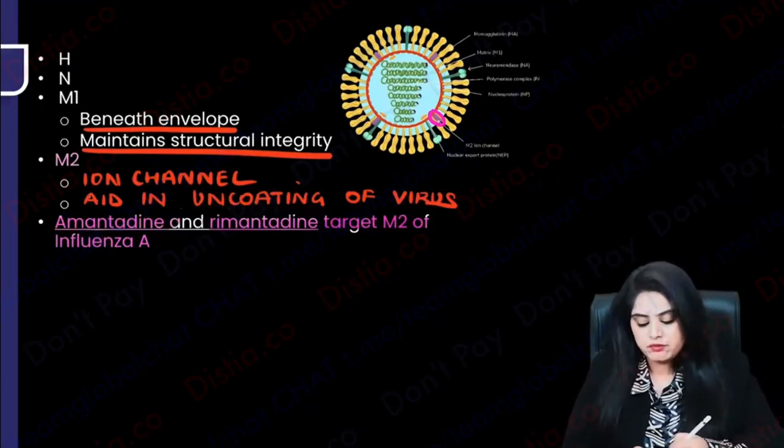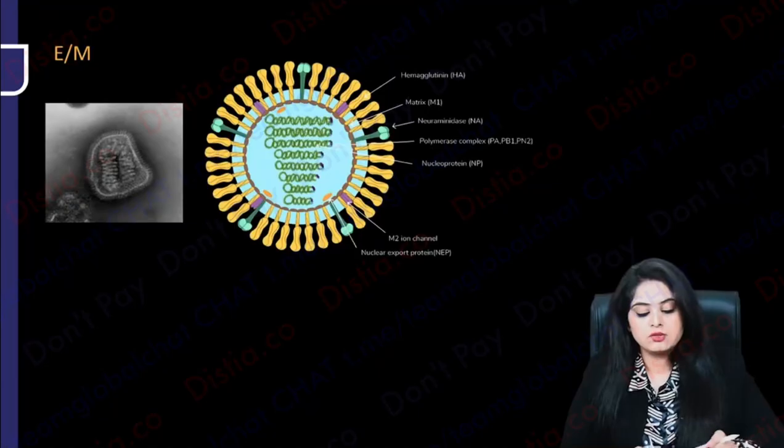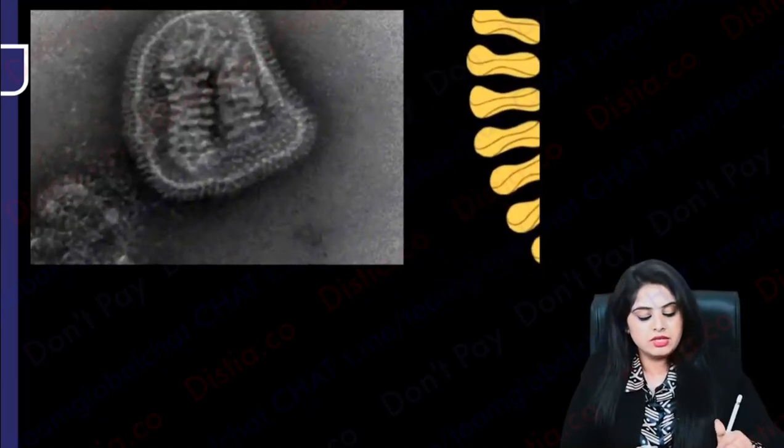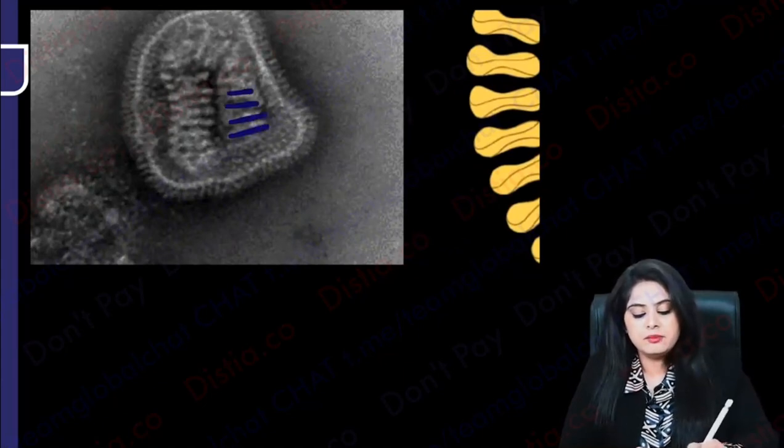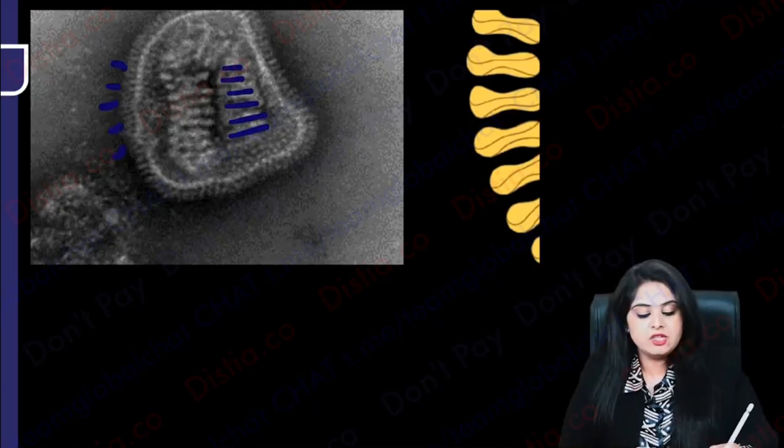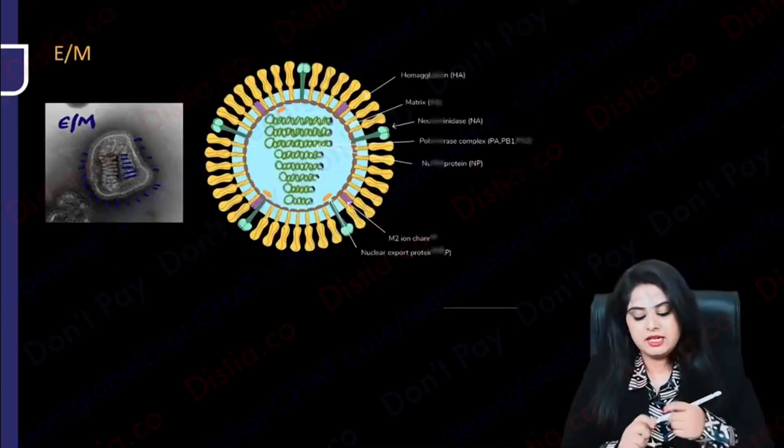Simple. Now let's move on forward and look at it under the electron microscope. Exactly what you had studied. This is how the influenza looks like. You are going to identify this by lots of segments in the RNA and by the HA and the NA that are projecting from the surface. That is how you would be identifying an influenza virus.